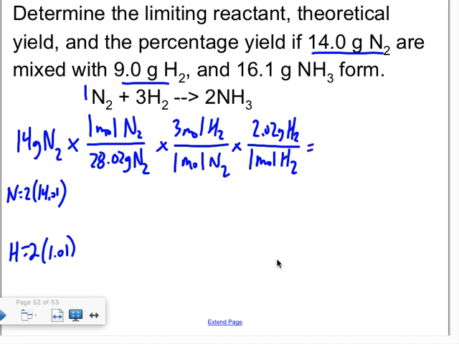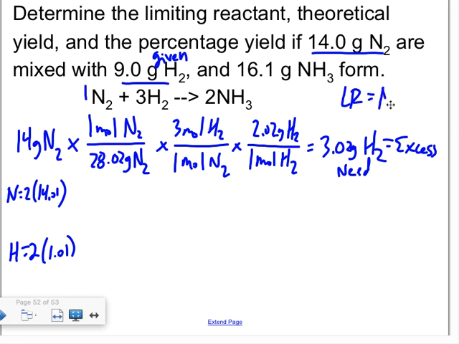So I multiply across 14 times 1 divided by 28.02 times 3 divided by 1 times 2.02, and I get 3.02 grams of H2. This is what I need. This is what I was given. I was given more than what I need, so H2 is actually our excess. So to answer our first question, our limiting reactant is actually N2.